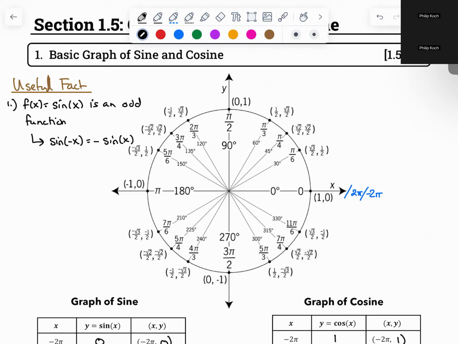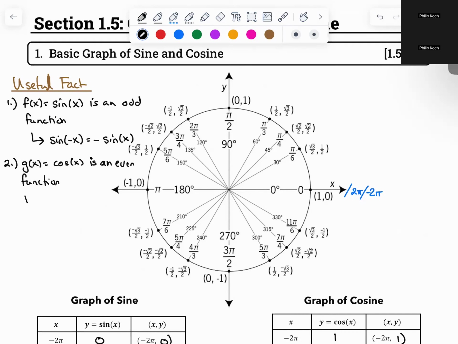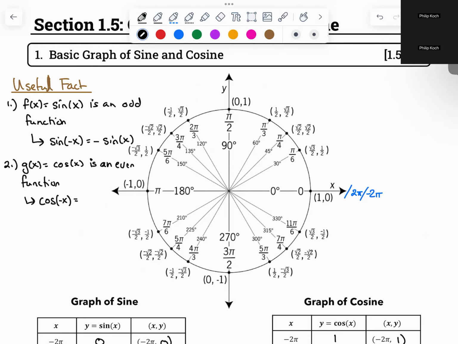And the second one is that g of x equals cosine of x is an even function, which means that cosine of negative x is equal to cosine of x. So cosine just repeats itself backwards and forwards. It's symmetric with respect to the y-axis. That's a very useful trick, especially later on in your mathematical career. You use that somewhat regularly, especially if you plan on taking 285, which is differential equations.